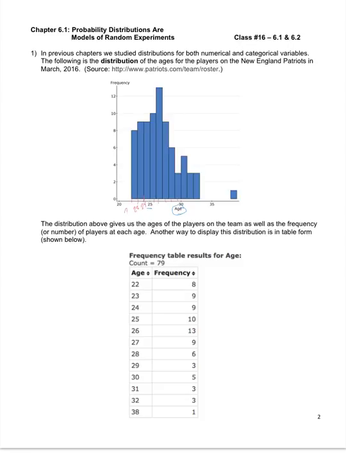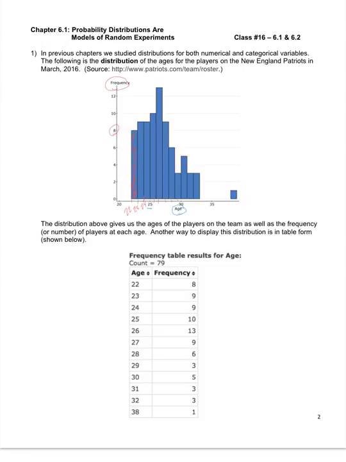23, and 22. Notice this distribution shows us all the possible ages of the players on the team at that time, as well as the frequency. For instance, for the 22-year-old players, there were 8 of those. The distribution above gives us the ages of the players on the team, as well as the frequency or number of players at each age.